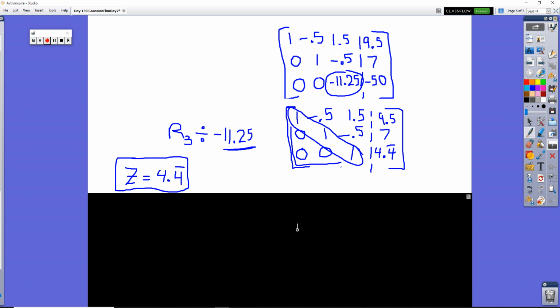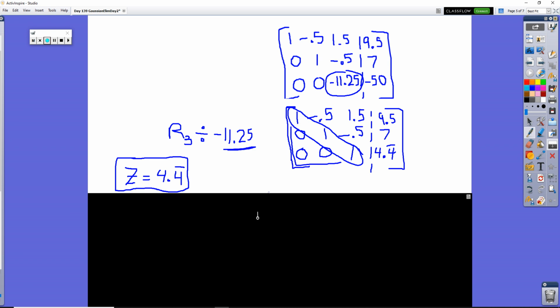Now, a lot of times when people see answers that are not whole numbers, they freak out, they panic, they think there's got to be something wrong. In real life, it's very rare that answers would always turn out to be whole numbers, so don't be surprised if this happens. There's a way you can check your work that I'll show you later, but this is the answer for this problem. For z, it's 4.4 repeating.